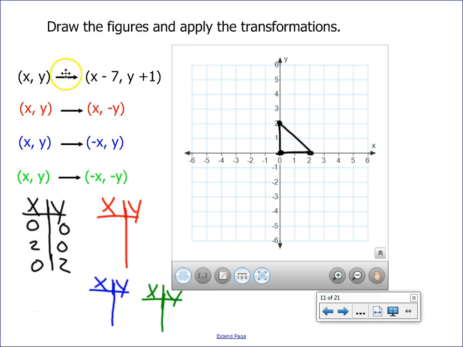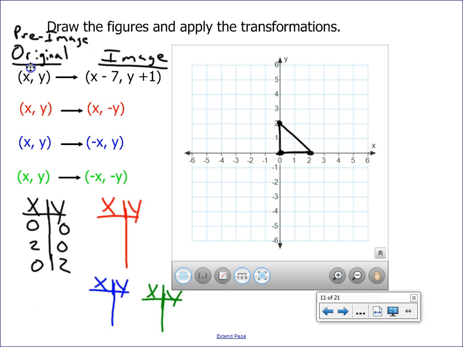So let's apply the first transformation. Remember, the first column before the arrow, we refer to that as the original. It's also known as the pre-image. And after the arrow, the new one is known as the image. That arrow just indicates a transformation occurred.